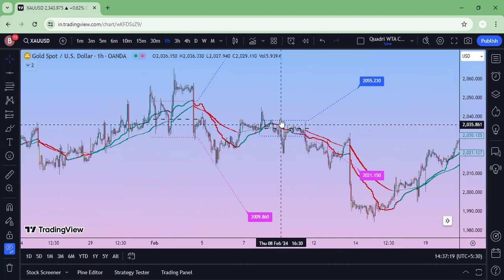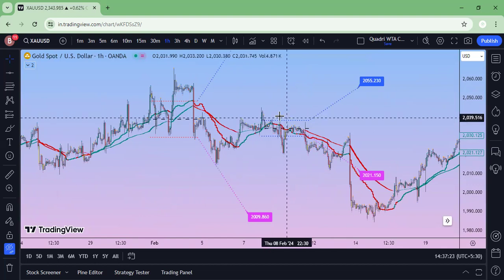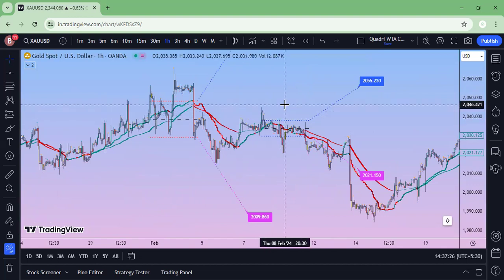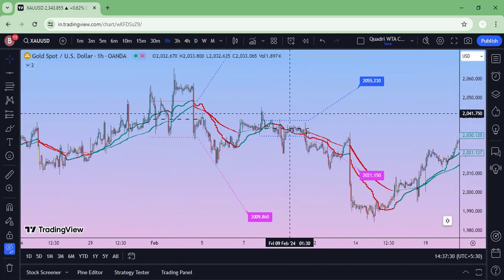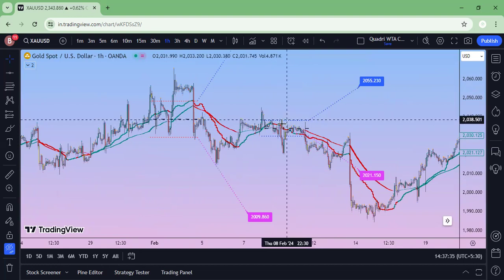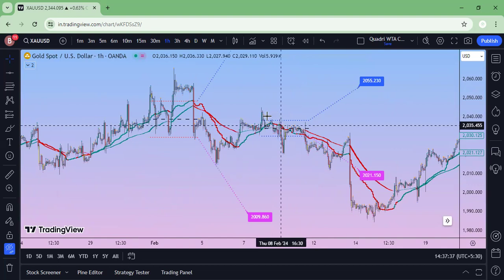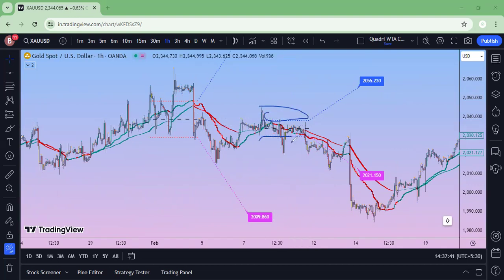If you're opting for a sell opportunity here, your stop should be above anywhere comfortable, either above this level or above this pivot point. I'm talking about this pivot point. If not, then it should be above this particular range, if you're selling here. So this is a buy explanation. This is the sell area. This is the buy area.